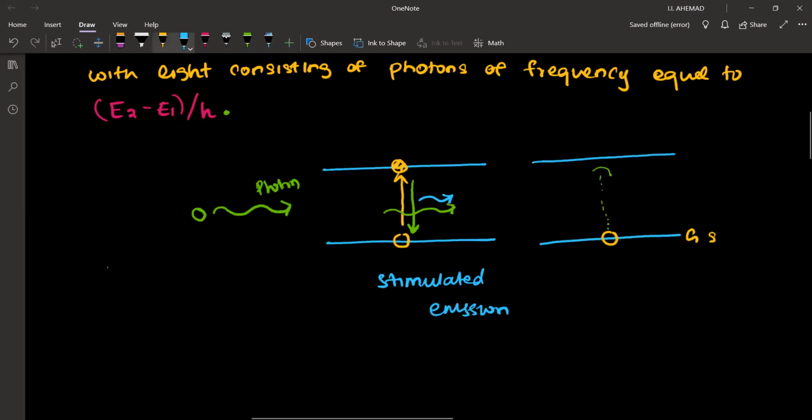Yeah, here, this is radiated externally. Okay, this is radiated externally.